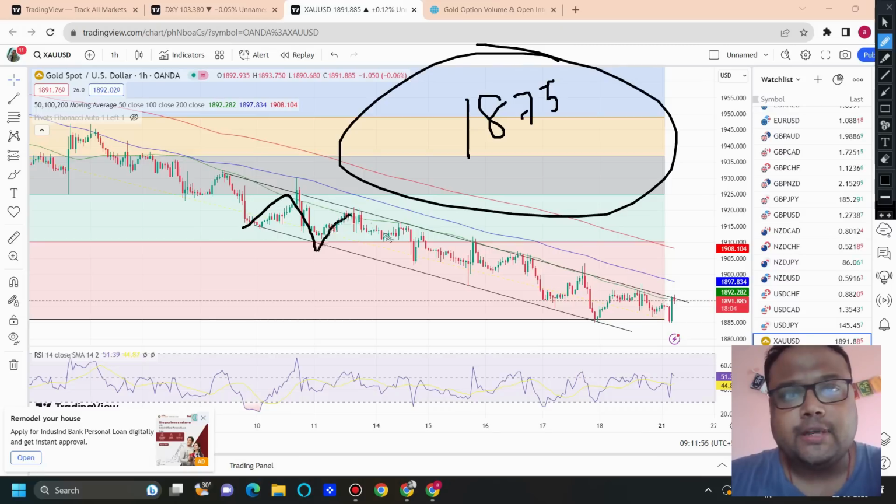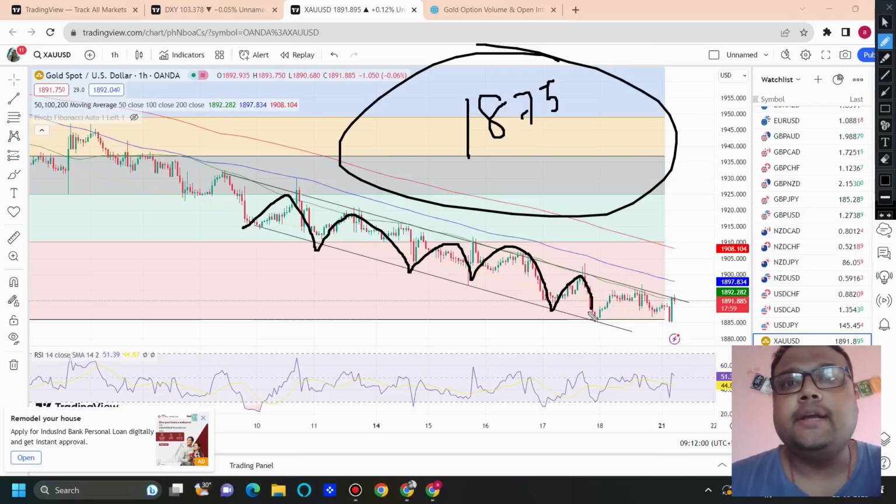And if you look at the structure also, the structure was implying that there should not be a free fall in the market. We have already looked at the economic calendar on Saturday: we don't have any big news coming up before Wednesday. So today and tomorrow, the technicals will dominate the market.